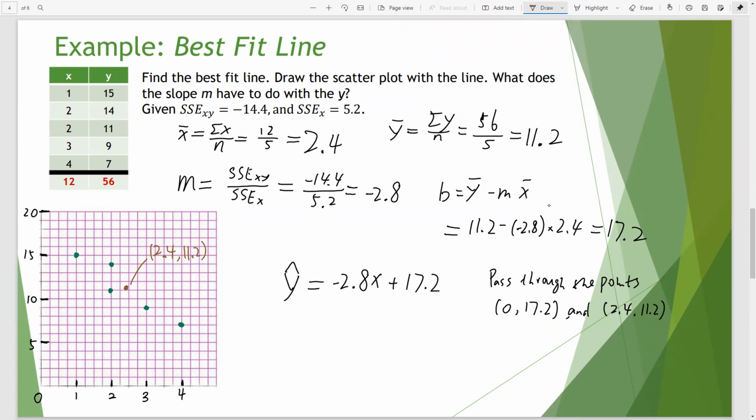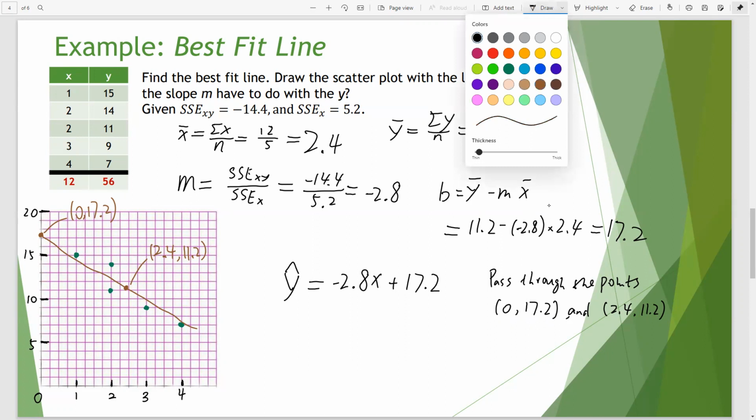And another point is the y-intercept, (0, 17.2). Right, so 0 goes to 17.2, a little bit bigger than 17. Right, so label it (0, 17.2). Okay, then what we have is just connect them, right? Connect them by a straight line and extend it, right? So that's our line, right? That's our line.